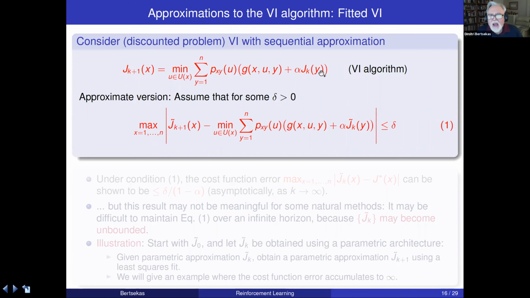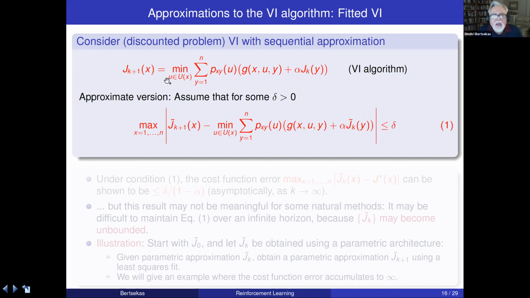Now, the exact value iteration algorithm for the discounted problem, we're going to focus on the discounted problem from now on for the most part. The value iteration algorithm is given by this equation. From J0, which is arbitrary, it generates J1, and then J2, and so on. And each time it applies a dynamic programming operation. Each time it finds the optimal cost of a finite horizon problem with length of horizon one more than what it was before.